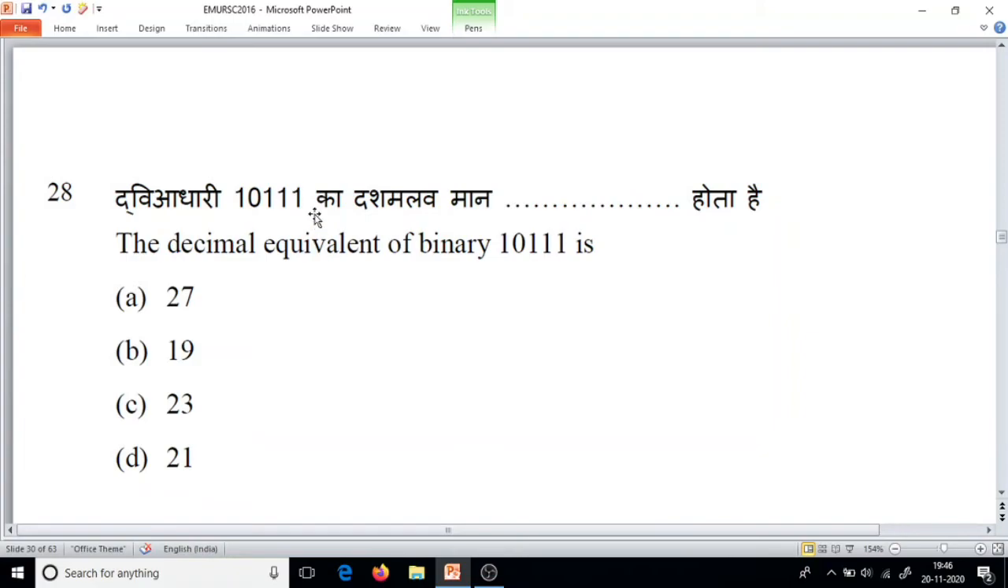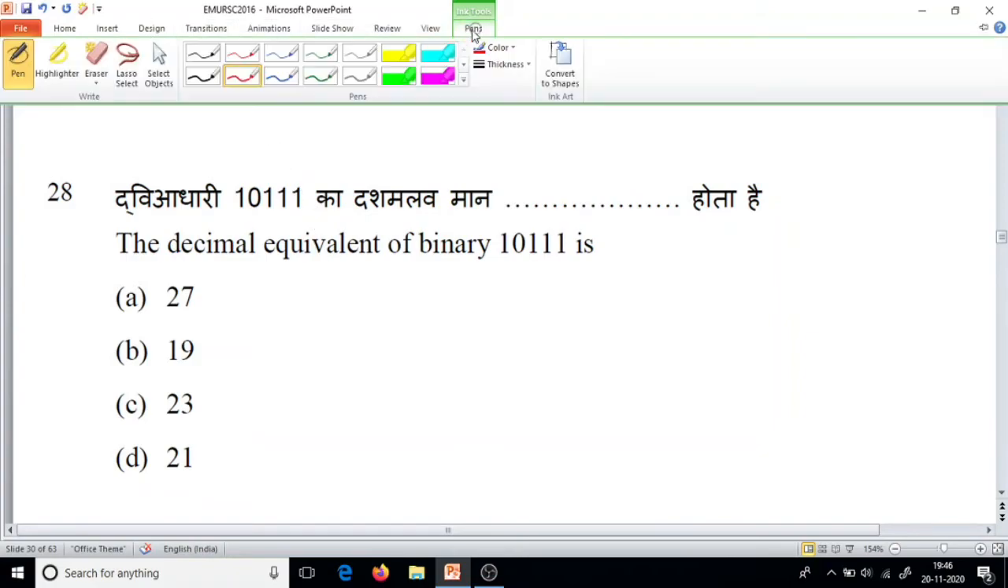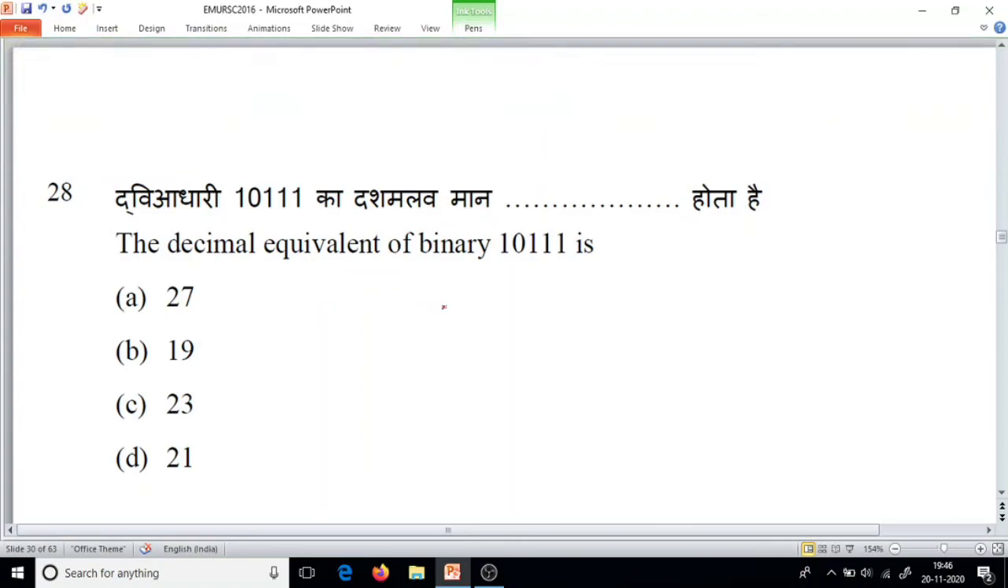Question number 28. The decimal equivalent of binary 1 0 1 1 1. Now I'll write the position values of this. This is at 2 to the power 0, this is 2 to the power 1, this is at 2 to the power 2, 2 to the power 3, 2 to the power 4. Now we have to find the value.